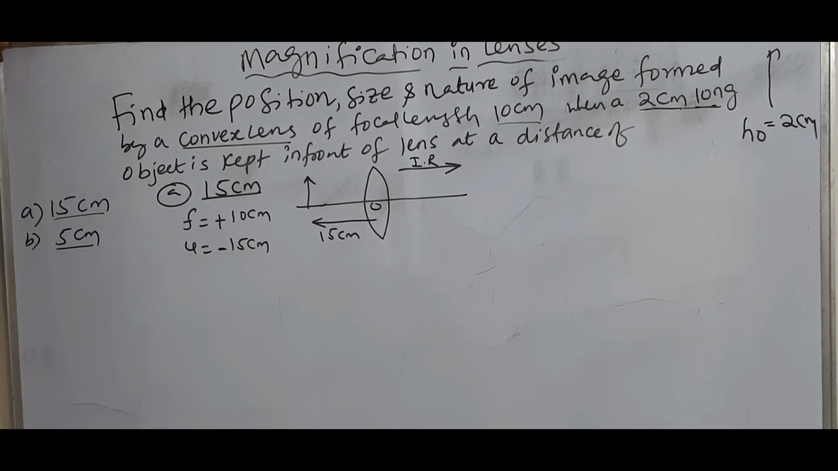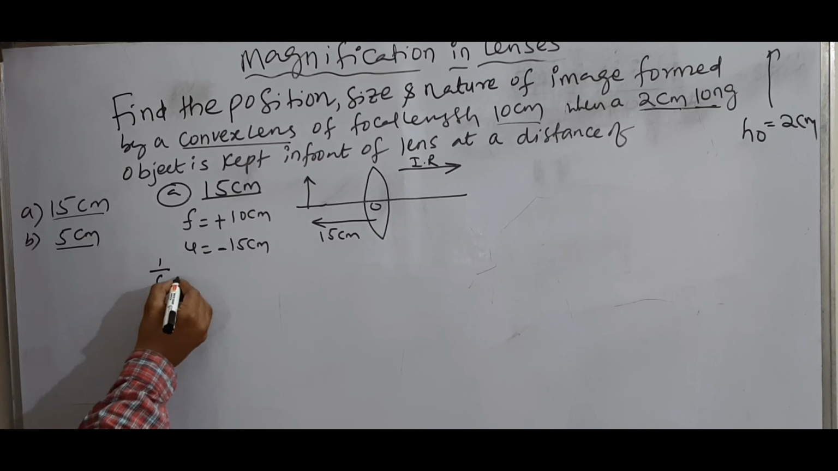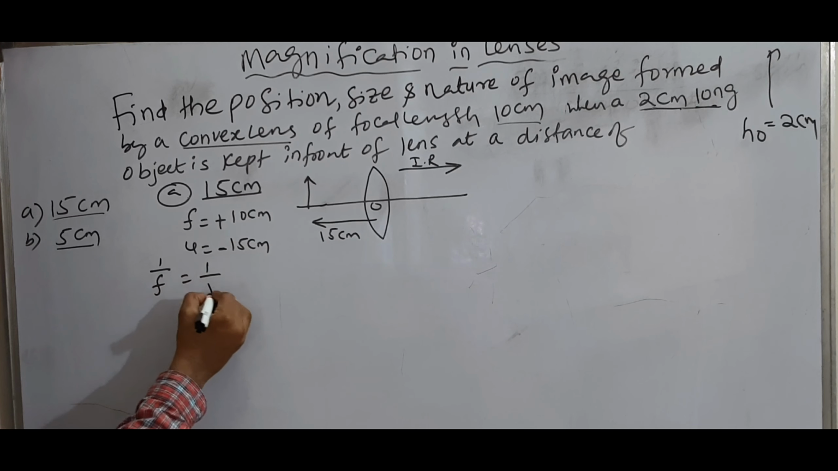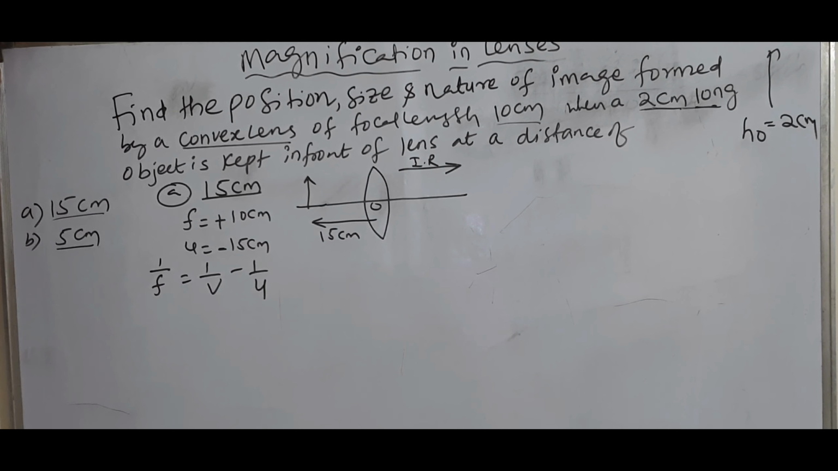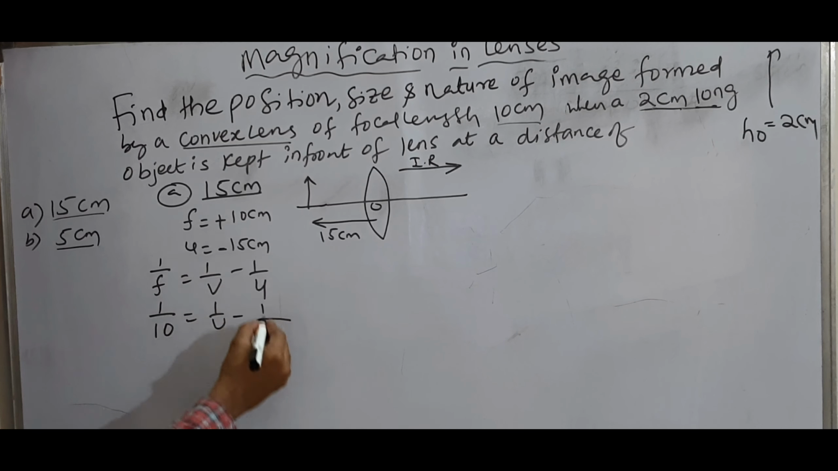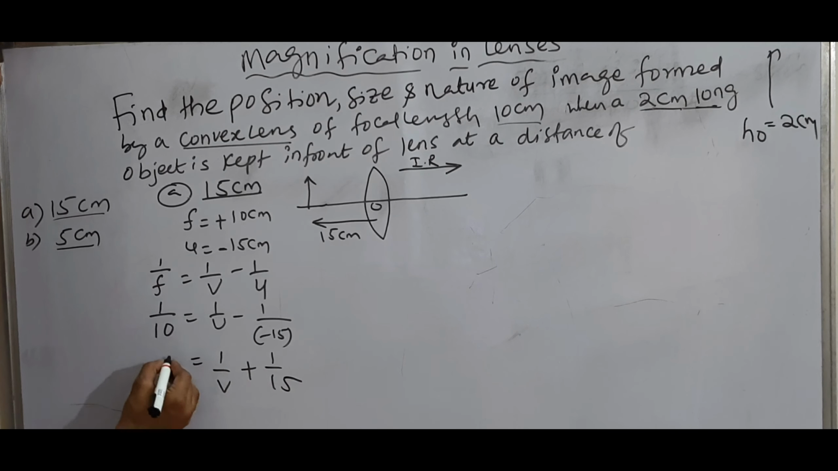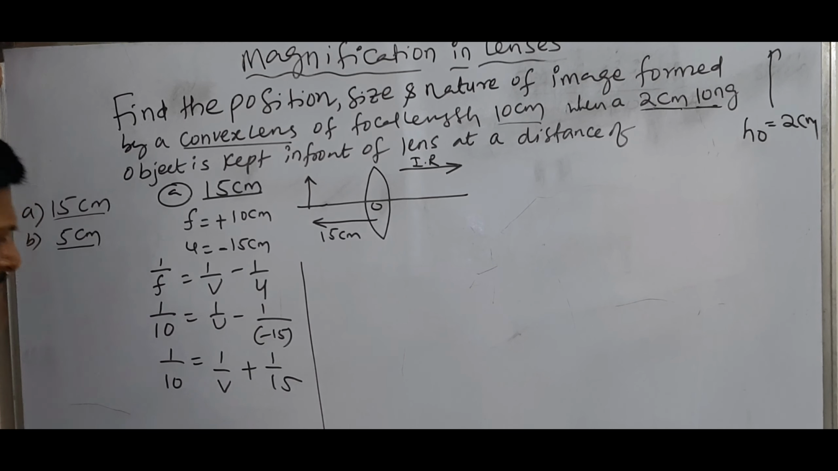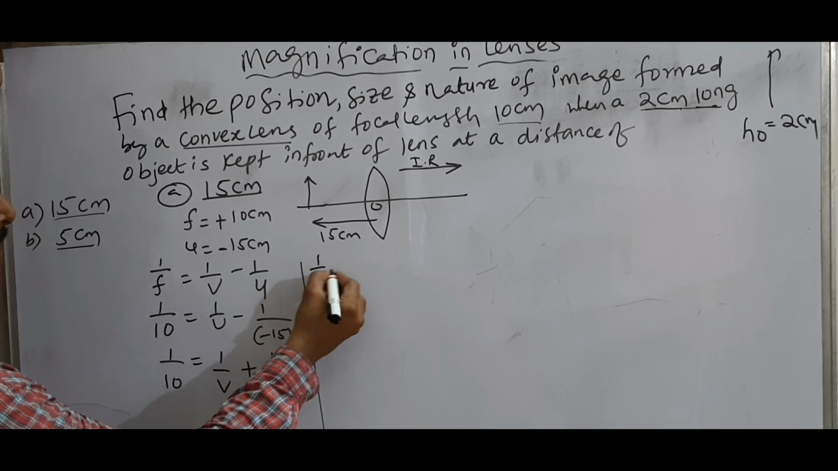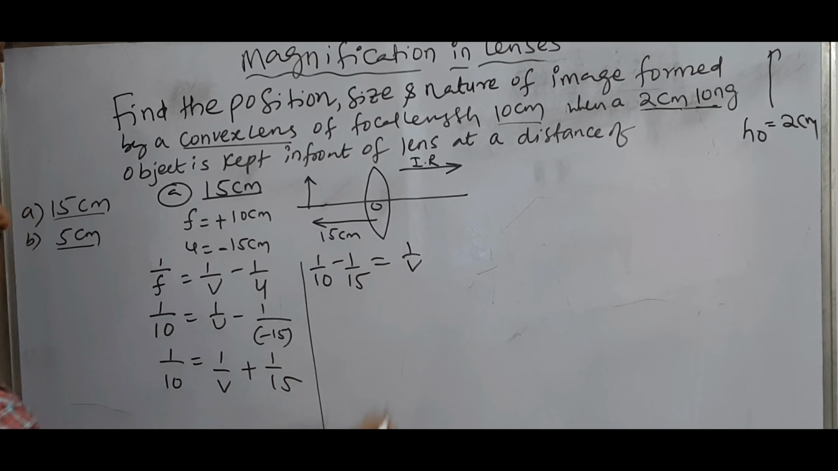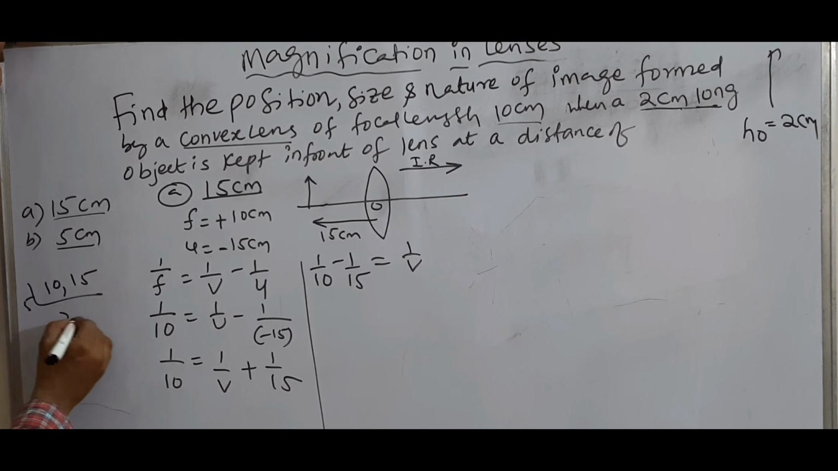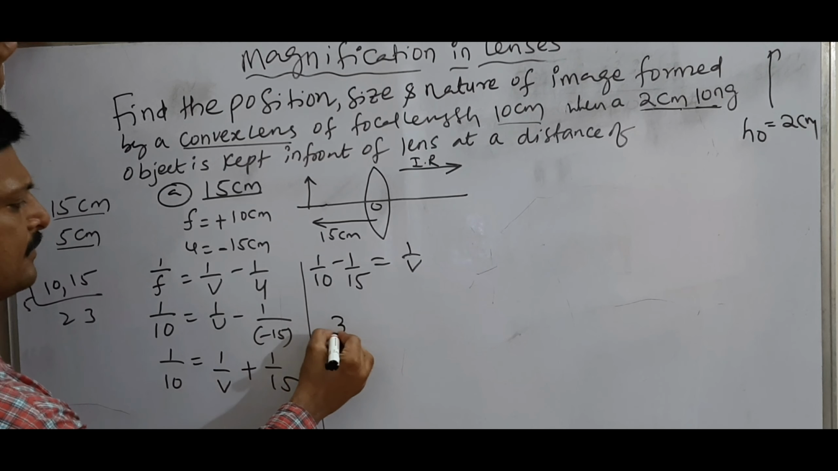So minus 15 centimeters. Then use lens formula, because here this is lens. 1 by f equal to 1 by v minus 1 by u. So 1 by f, this is 1 by 10. 1 by v minus u, u is equal to minus 15 centimeters. This is equal to 1 by v plus 1 by 15, 1 by 10. Then see, 1 by 15 comes this side. 1 by 10 minus 1 by 15 is equal to 1 by v. Right. 10, 15 LCM, 5 2s are 10, 5 3s are 15. So that is 30.